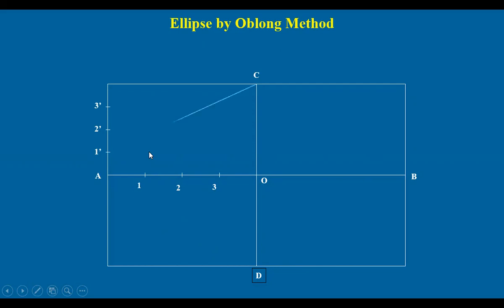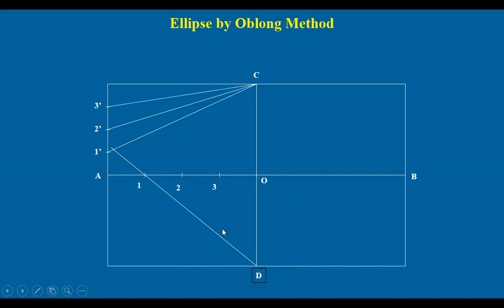So now let us join this point C with 1 dash, 2 dash and 3 dash. Now we'll start with D, join D1 and extend this up to the first line, the C1 dash line.